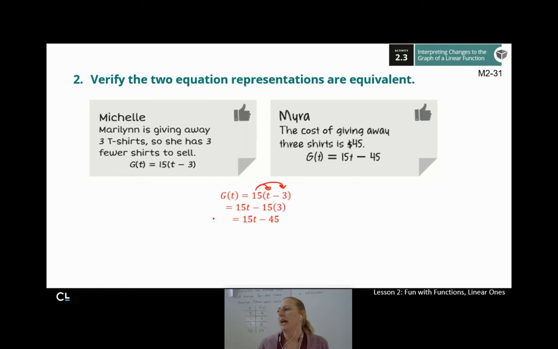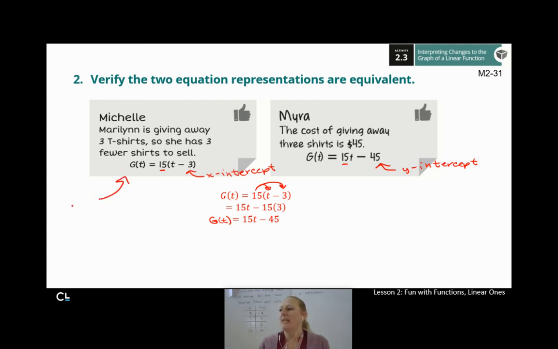I want to point something out here. It's not in the book, but I want to point something out. These are the exact same equation. They both use the slope. Did you catch that? They both use that slope, $15 per t-shirt. But notice, Myra used the y-intercept, where it hits the y-axis, and Michelle used the x-intercept, where it hits your x-axis. So they both use the same slope, but they use different intercepts.